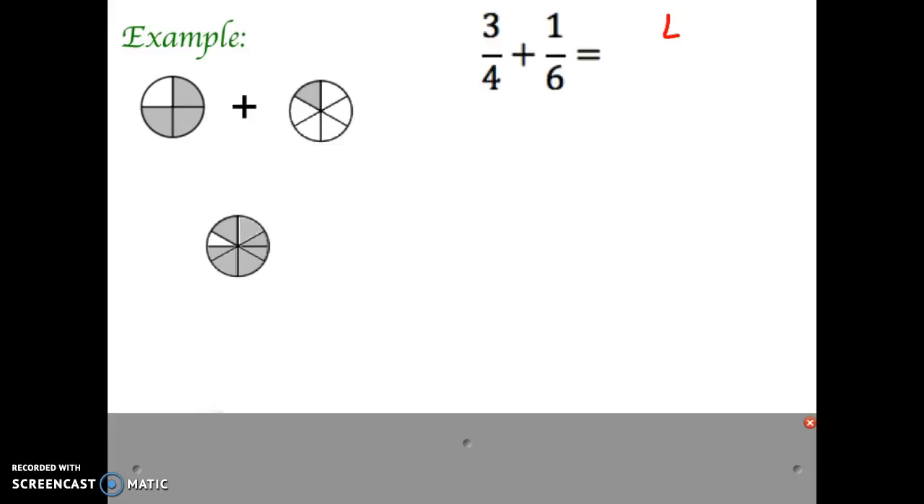So we'll start with our least common multiple. So our denominators are 4 and 6. The least common multiple of 4 and 6 is going to be 12. So remember, we're going to be able to multiply by 1.